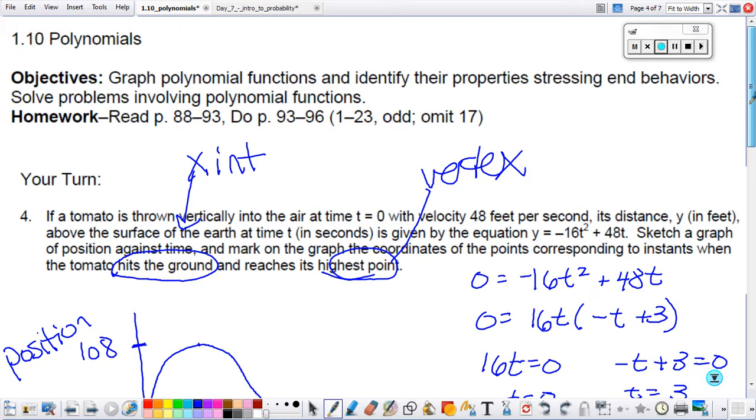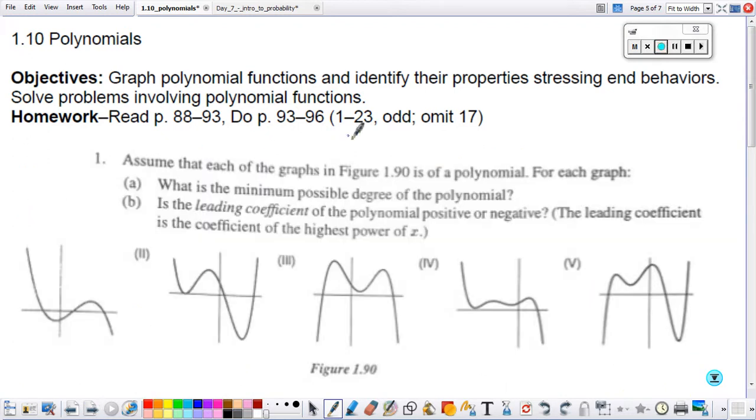Okay, so the following page in your packet is homework. It looks like this. You're going to do the odds and skip 17.